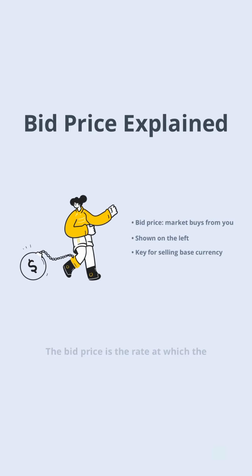Bid price is the rate at which the market is willing to buy a specific currency pair. As a trader, this is the price at which you can sell the base currency. It's always shown on the left side of a quote. For example, if GBP/USD's quote is 1.8812/15, the bid price is 1.8812. This means you can sell 1 British pound for 1.8812 US dollars. Knowing the bid price helps you understand where you can enter or exit a trade.